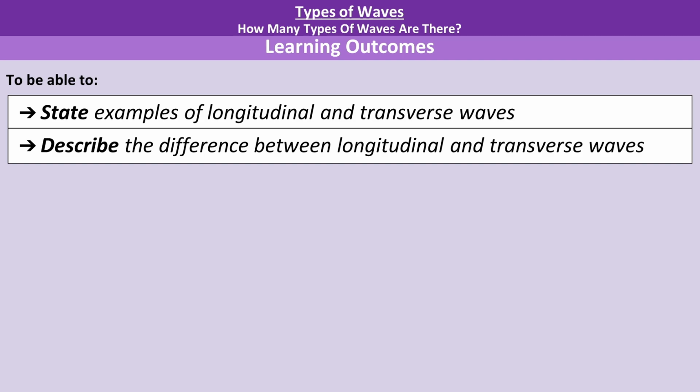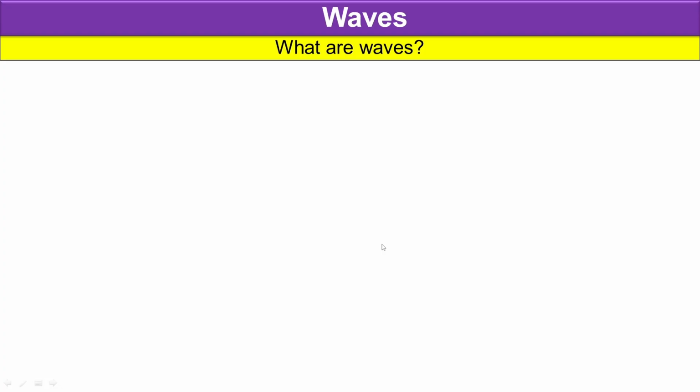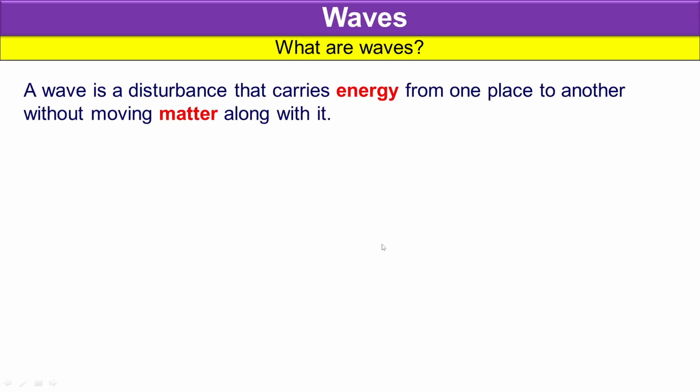By the end of the lesson, you should be able to state examples of longitudinal and transverse waves and describe the difference between longitudinal and transverse waves. What are waves? A wave is a disturbance that carries energy from one place to another without moving matter along with it.